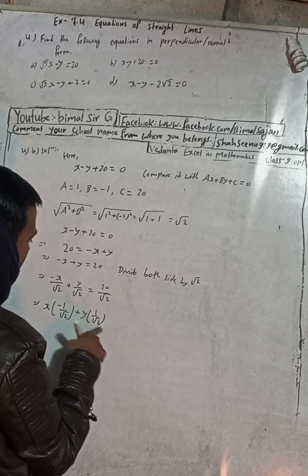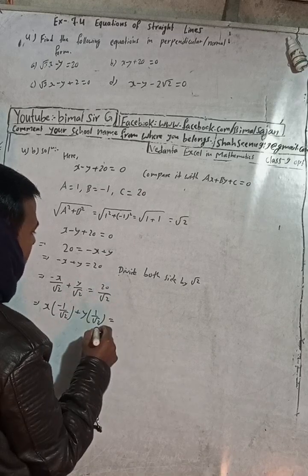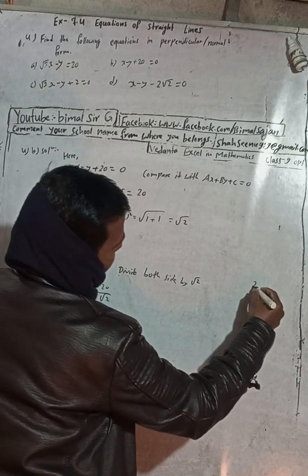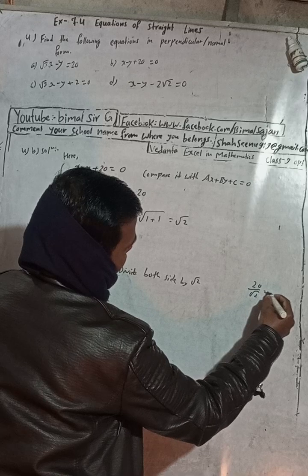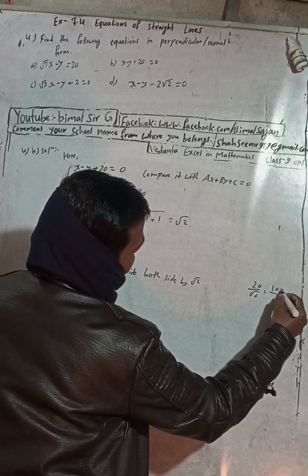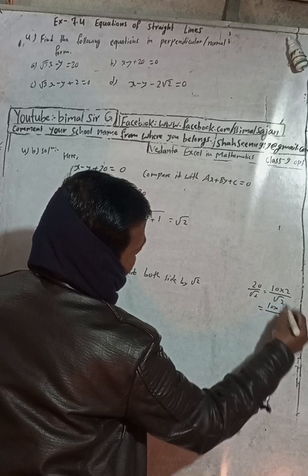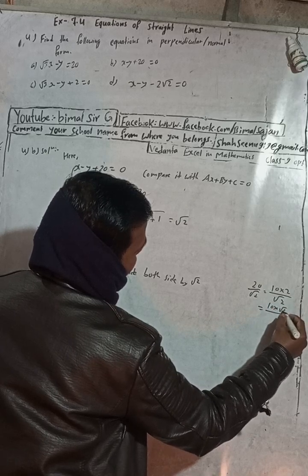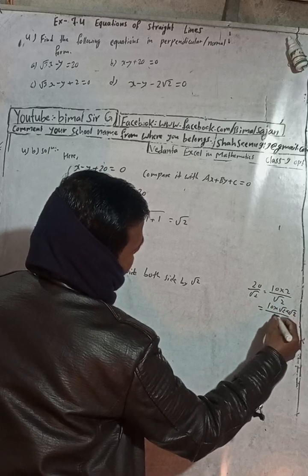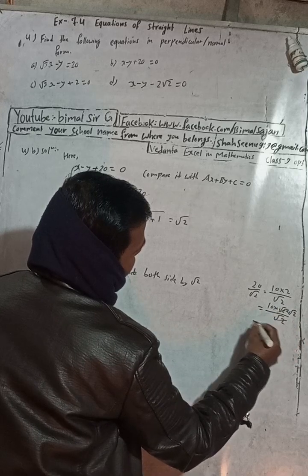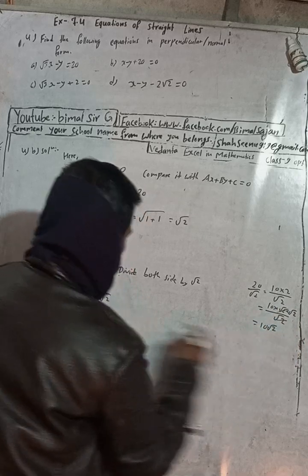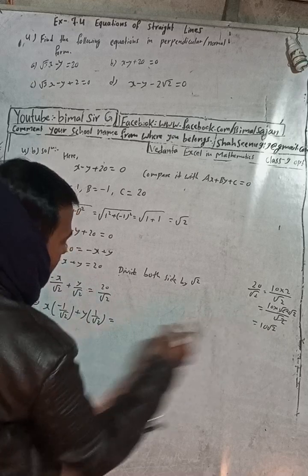x cos alpha plus y sin alpha is equal to, now this can be cancelled like this. This is 20 by root 2, right? So 20 can be written as 10 into 2 by root 2, and 2 can be written as root 2 into root 2. The root 2 cancels, so this is equal to 10 root 2. So in place of this we can directly write 10 root 2.